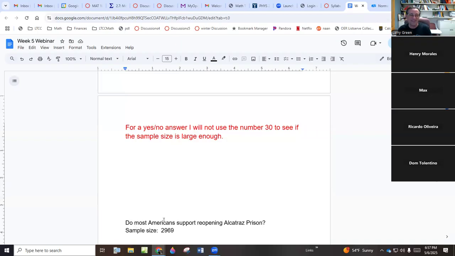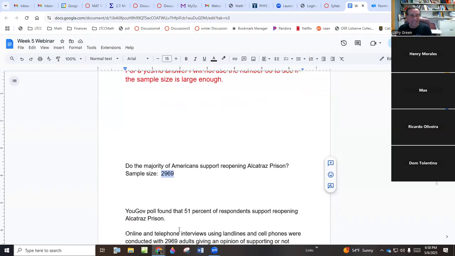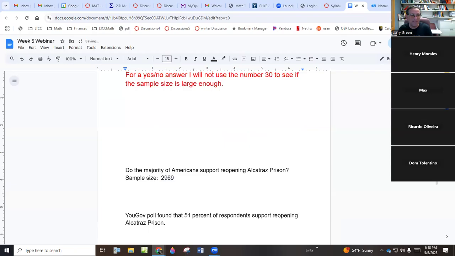But do most Americans, the majority of Americans, support reopening Alcatraz prison? Maybe I'll write majority because that's a better word. Okay. So a sample size was done. The sample size was 2,969. This was just done. I was amazed at how fast they were able to do this. It was done by YouGov, the name of the group that did the poll. I always like to give credit to the people who did it. I didn't do the survey, but I read about it. And they found 51% of the respondents support reopening Alcatraz prison.